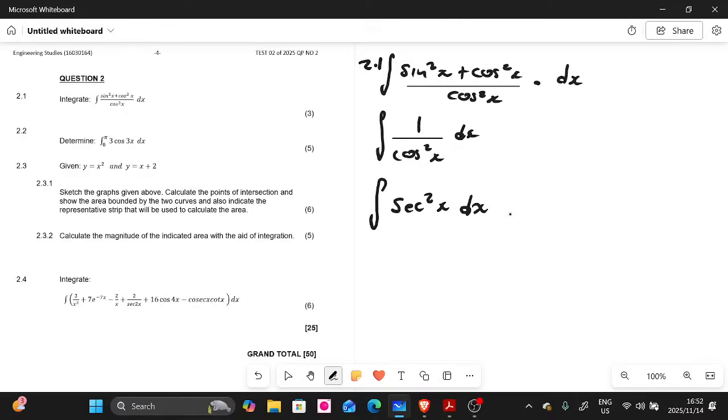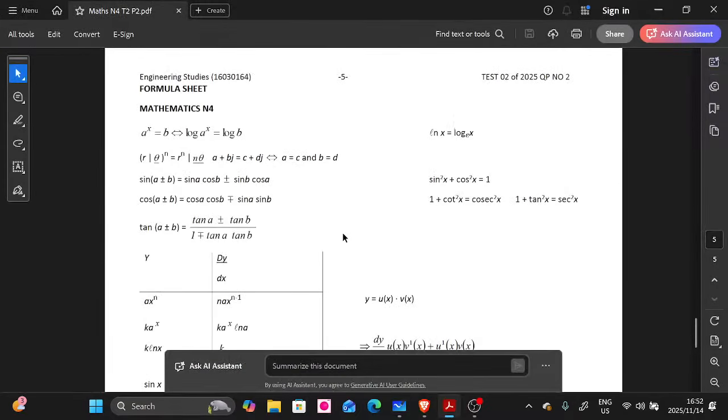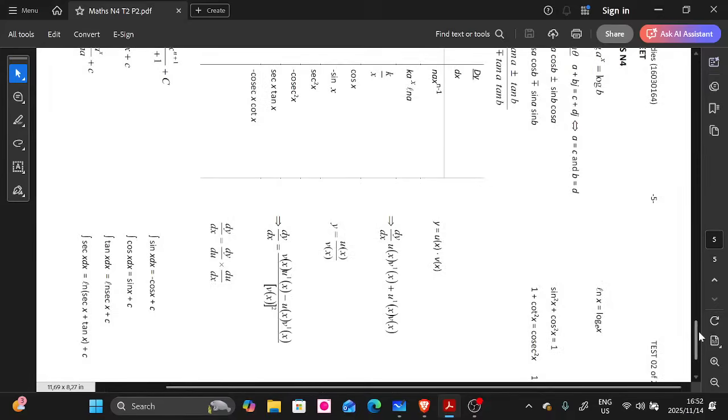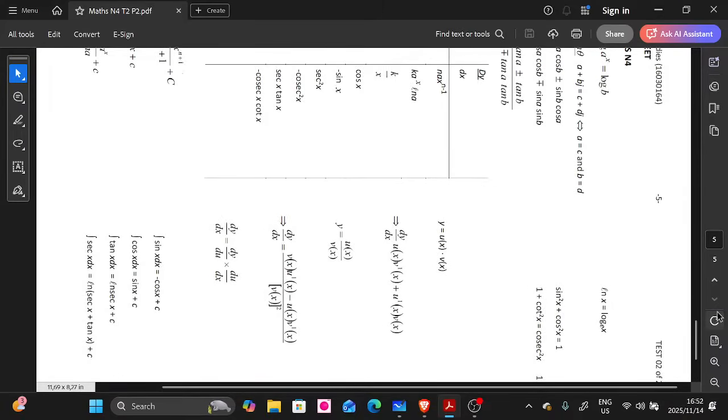Right, so let's go to the formula sheet and see if we can integrate sec squared. Right, so if you go to the formula sheet, now let's look at our formula sheet here, guys. Let's look at our formula sheet. Oh, what happened there? Okay, let me just do this very quickly.